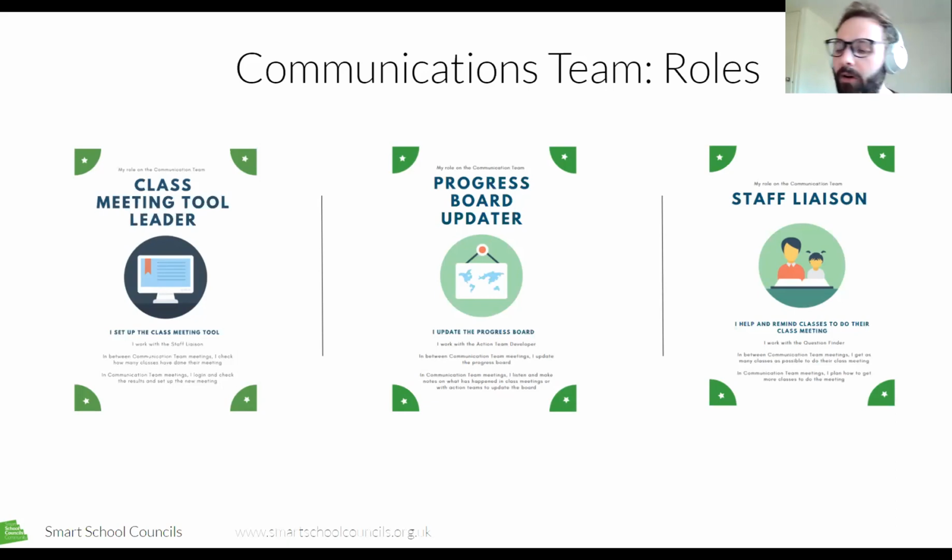The staff liaison, a group of students, or 1 or 2 students, however many it is, who are responsible for being the sort of run between the communications team and staff, so that if we need to look for sources for questions, or we want to get teachers involved in action teams, wherever it might be, they're the ones running that. They're also the ones going around classes and reminding teachers, staff, whoever it should be, to run their class meetings, an important role.